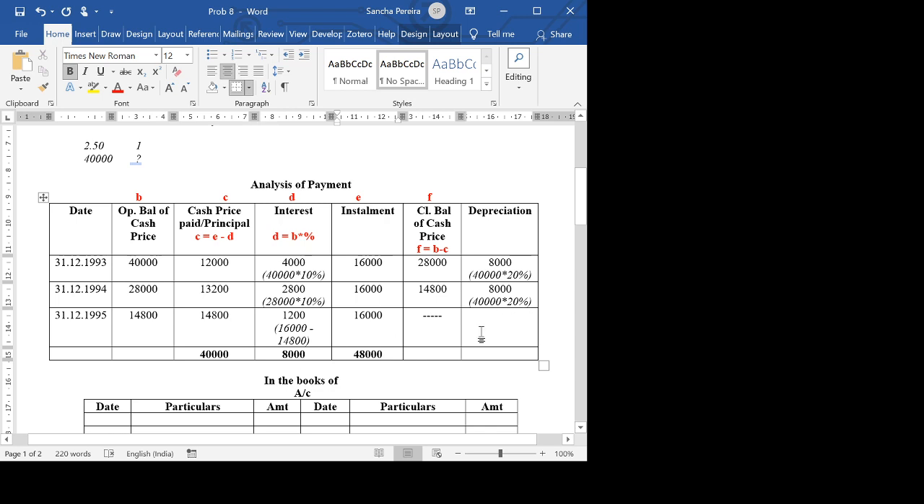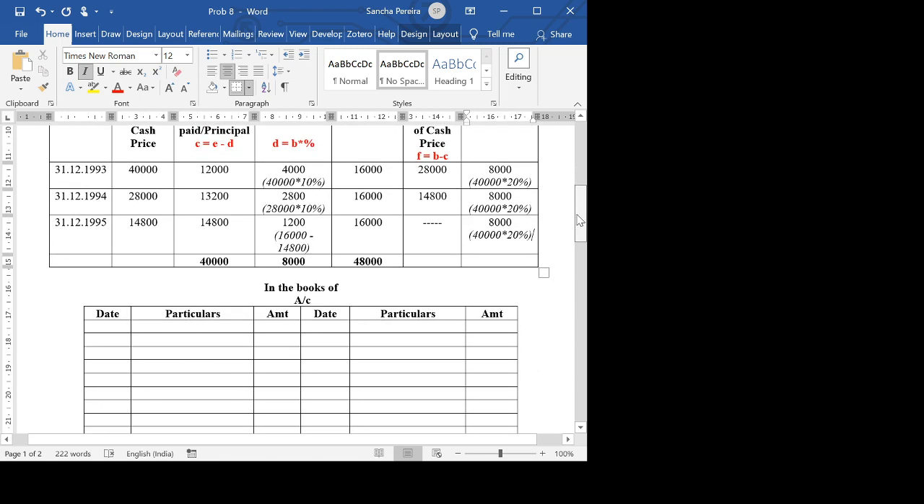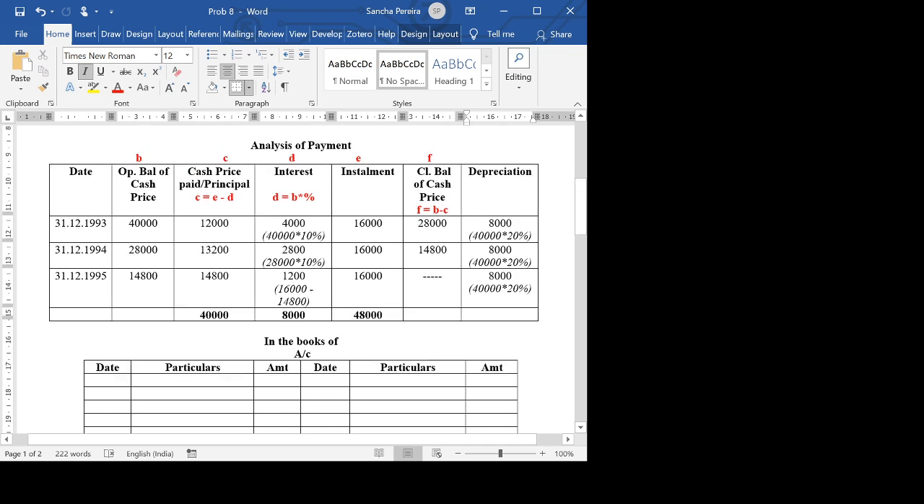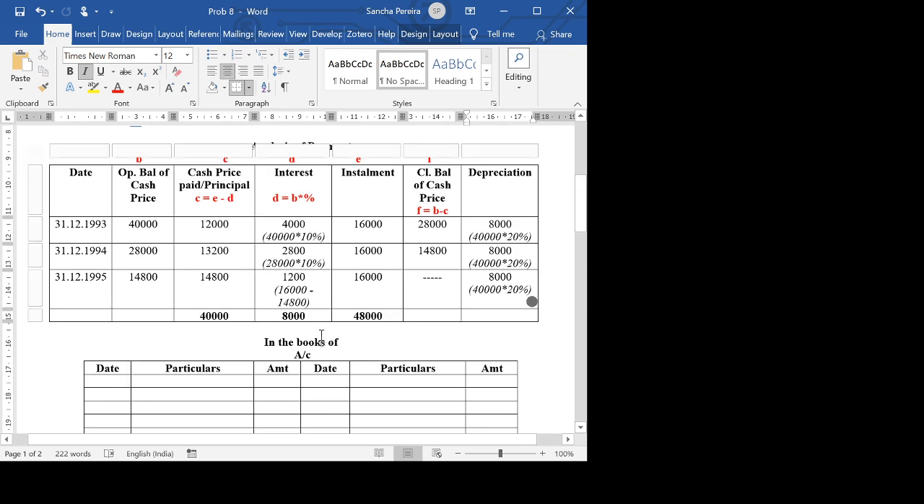Is that clear? We also missed out depreciation. It's going to be the same amount. Depreciation is going to be the same. If it was the written down value method, I think by now you should know how to calculate it. Okay. Any questions with regard to this?